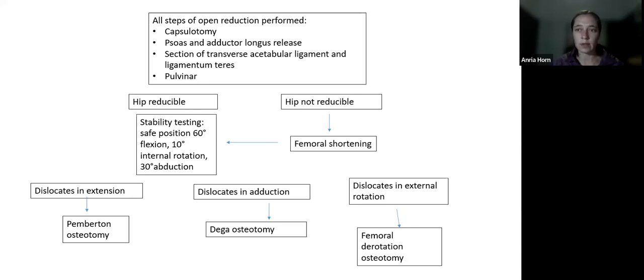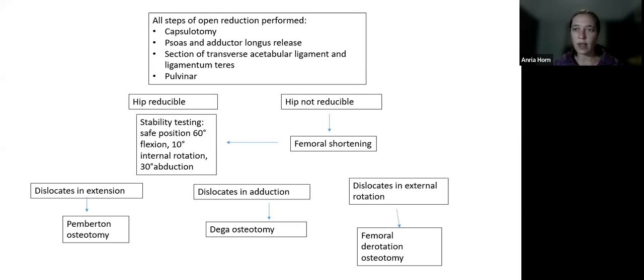So now you've got your hip reduced, you've taken away the blocks to reduction. You place the patient in the safe position, which is 60 degrees of flexion, 10 degrees of internal rotation, 30 degrees of abduction. They also call it the human position. I'm not really sure why, but if that comes up somewhere, that's what it means. So that's your stable reduced position.